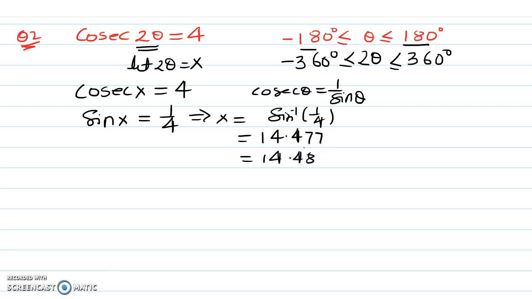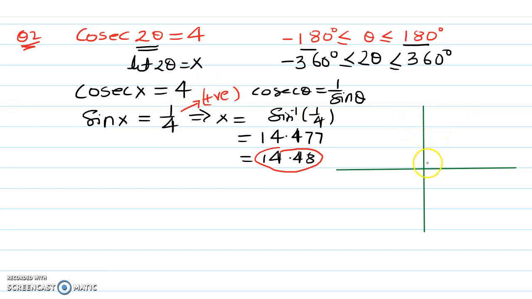Yeah, 14.48. Let's plot it now. So it is 14.48. Remember, I have mentioned the acute angle made with the x-axis, and here again sine is positive. So where is sine positive? Sine is positive here, and sine is positive here. Let's write down, it is 14.48, and this is also 14.48, right?